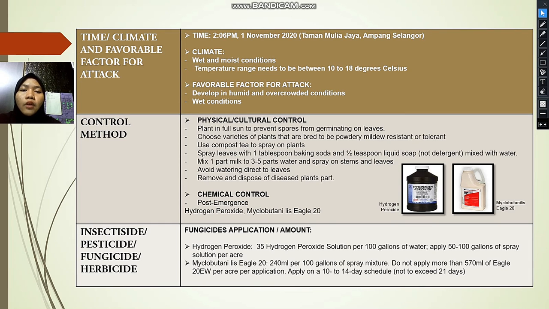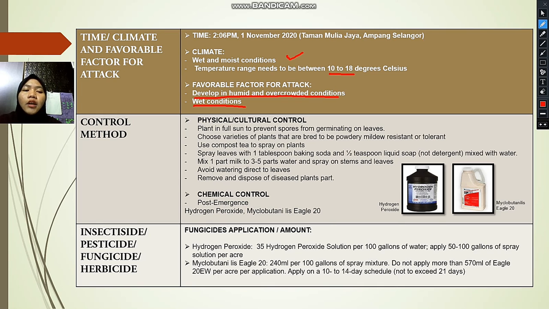I found this disease at 2:06 p.m. on 1 November 2020, at Taman Mulia Jaya, Ampang, Selangor, and the climate was wet and moist. The temperature range needs to be between 10 to 18 degrees Celsius. The favorable factors for the attack are humid and overcrowded conditions. It is also in wet conditions.